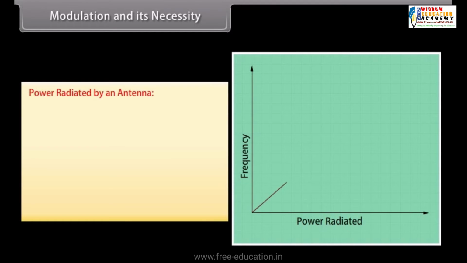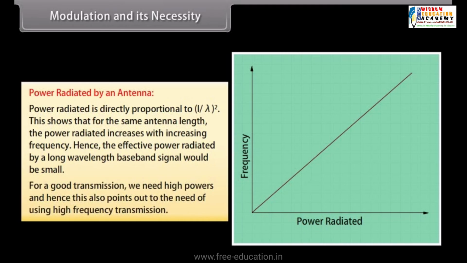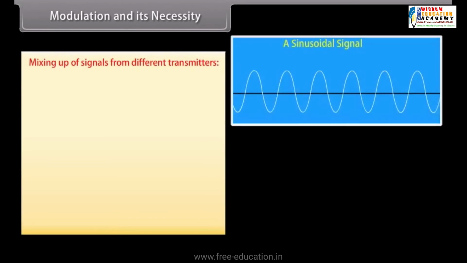Power radiated by an antenna. Power radiated is directly proportional to (L upon lambda) squared. This shows that for the same antenna length, the power radiated increases with increasing frequency. Hence, the effective power radiated by a long-wavelength baseband signal would be small. For a good transmission, we need high powers, and hence this also points to the need of using high-frequency transmission.